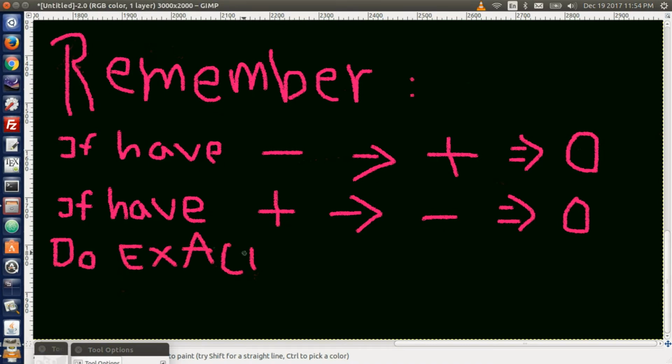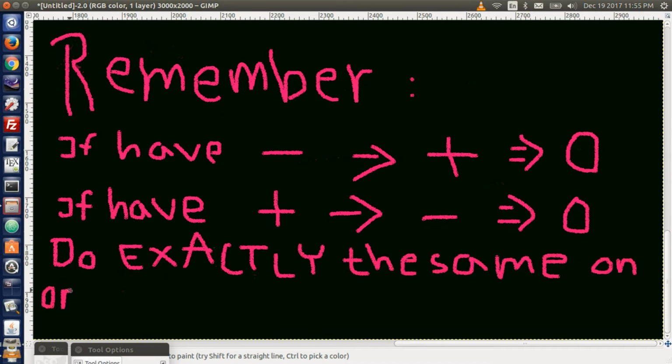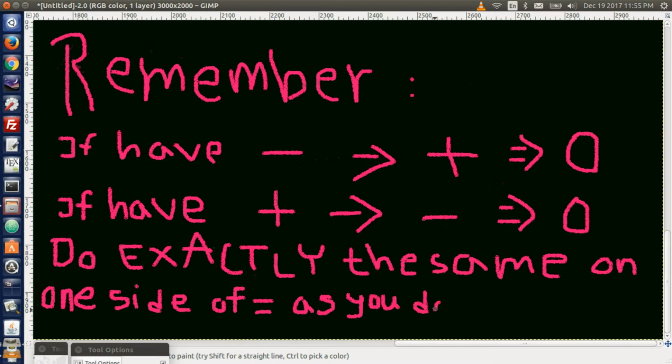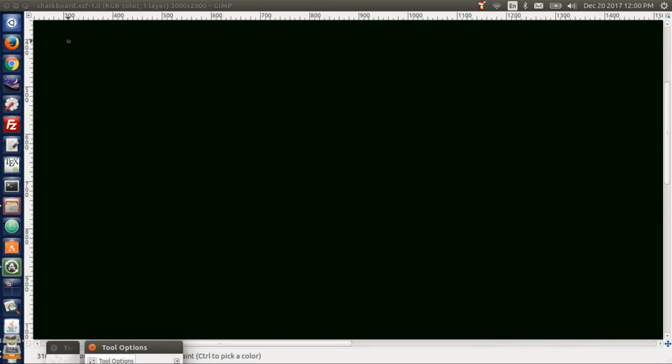But the crucial part is you must do exactly the same on one side of the equal sign as you do on the other side. That is the most important thing. And the number to subtract or add is the one that is on the side of the variable.